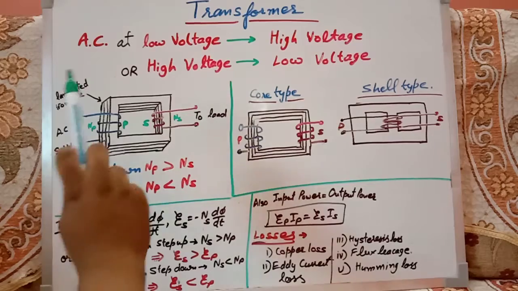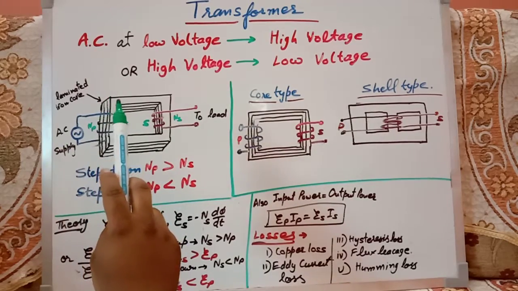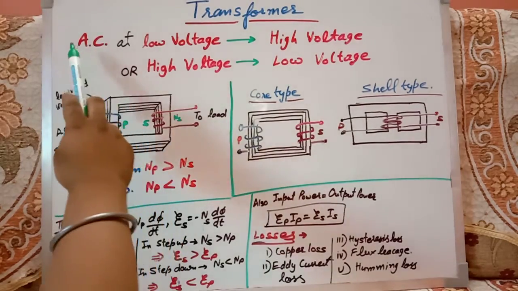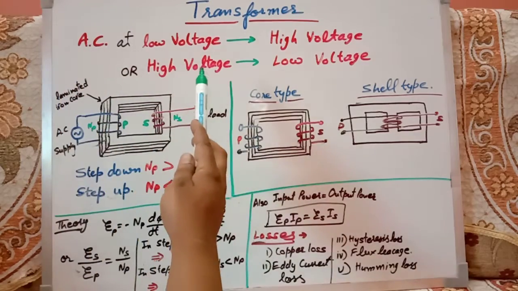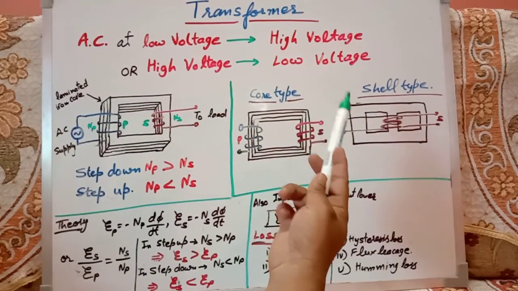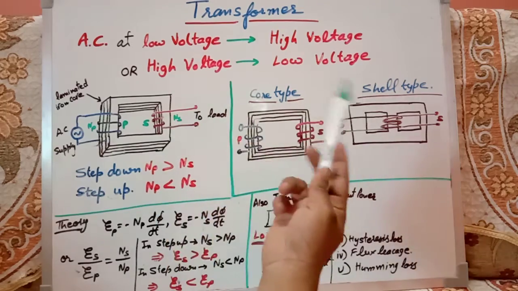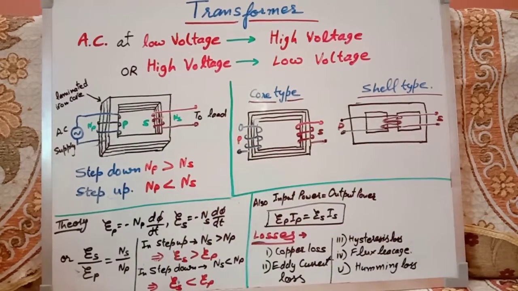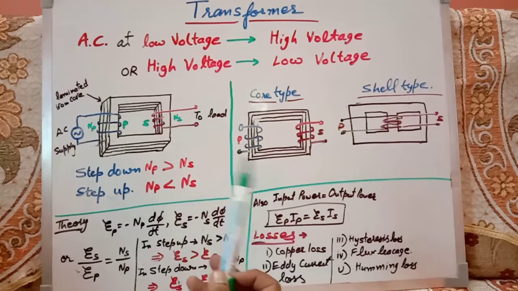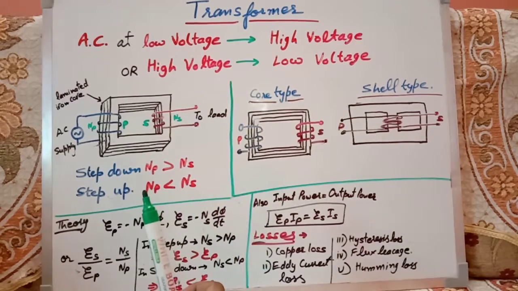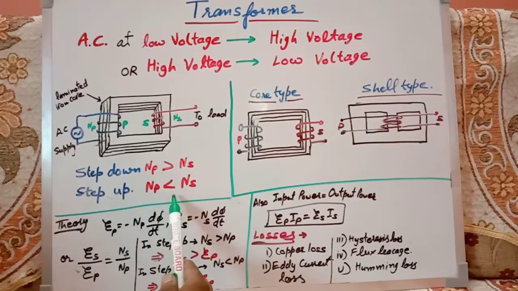Actually, a transformer is an electric device for converting an alternating current at low voltage to high voltage or high voltage to low voltage. Clear? Or vice versa. If it increases the input voltage, it is called a step up transformer, and if it decreases the input voltage, then it is called a step down transformer.